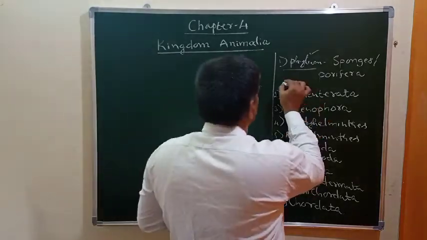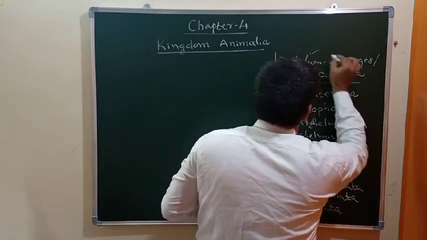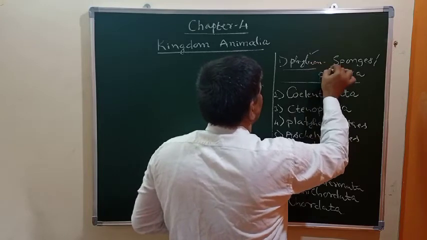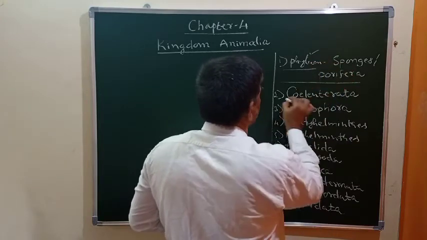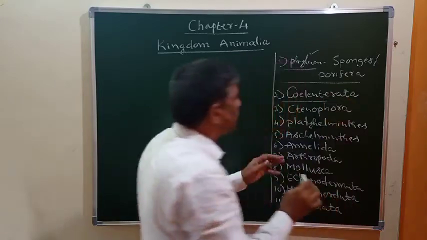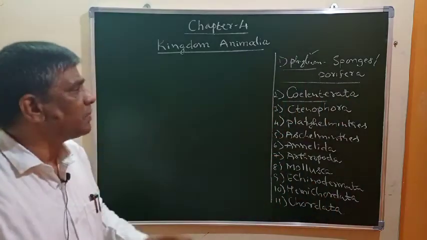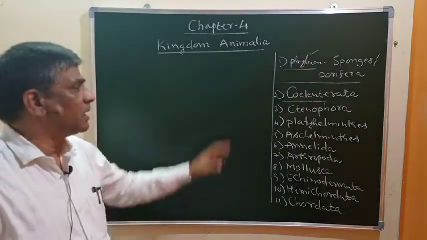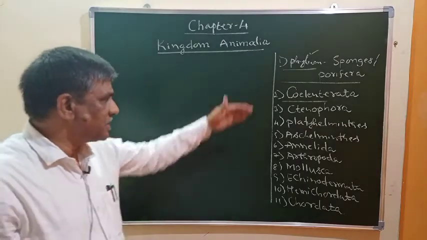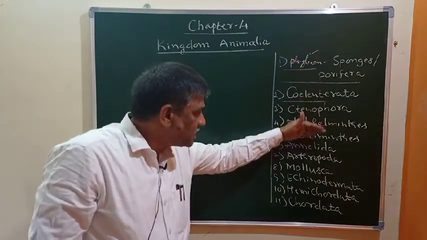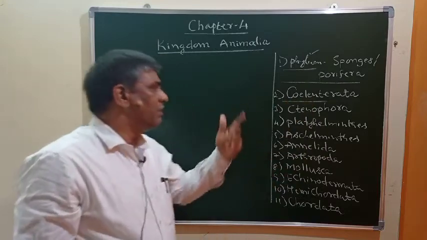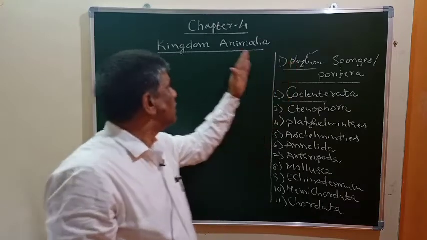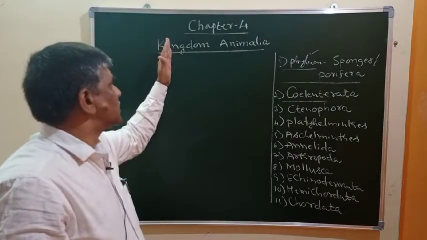Animals which possess some basic characteristics belong to phylum Sponges. All the animals which possess some similar characteristics are considered as sponges. Some other animals belong to phylum Coelenterata. Like this, based on their similar properties, similar characteristics, they are considered under different groups or different phyla or different divisions, so that you can study these phyla one by one.